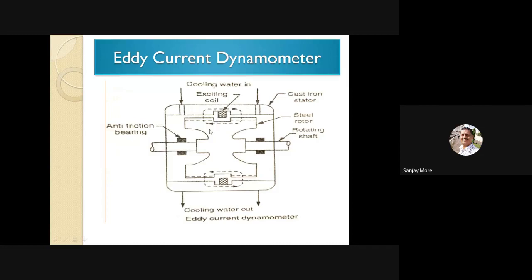So the steel rotor rotates with the help of the anti-frictional bearing, and this absorbed current or heat gets removed with the help of water. So this water is used for the purpose of cooling the engine. Okay.